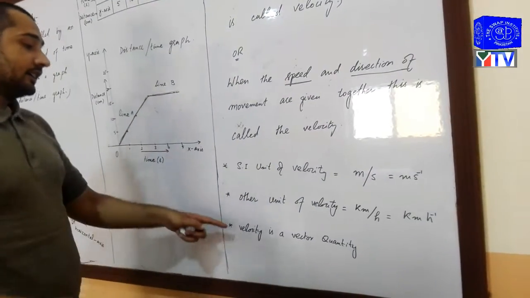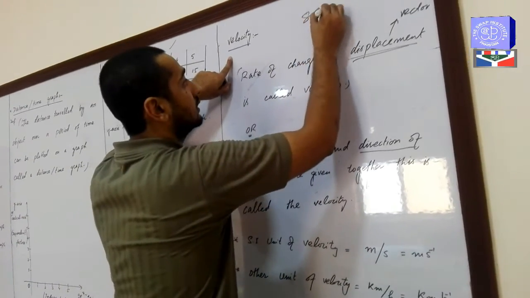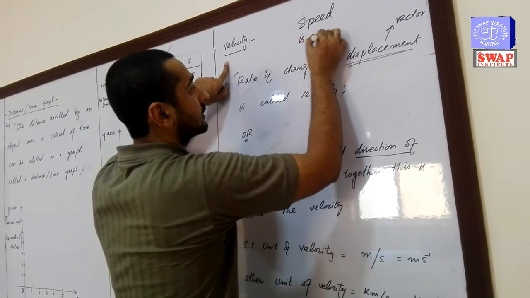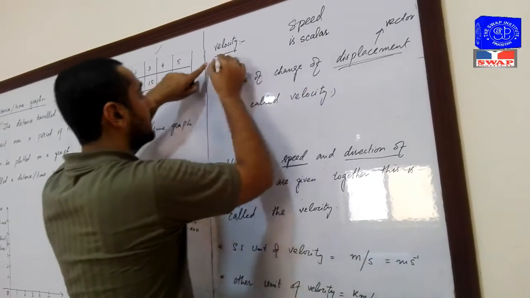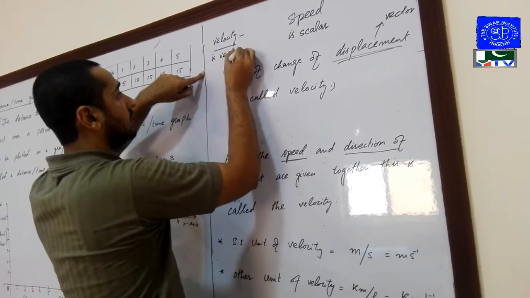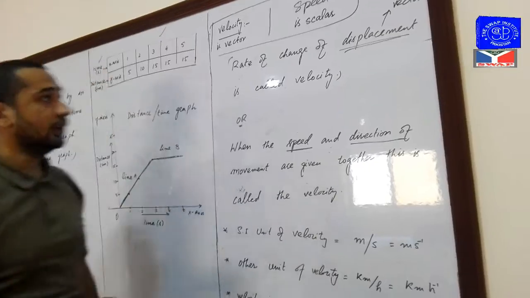As I already discussed again and again, speed is scalar, but velocity is vector. This is another MCQ. Okay.